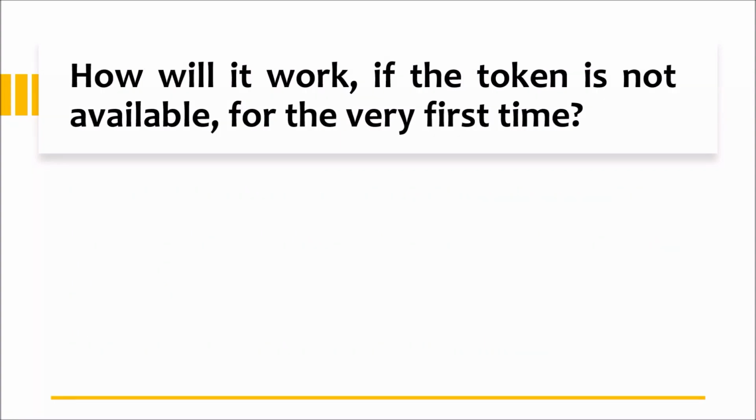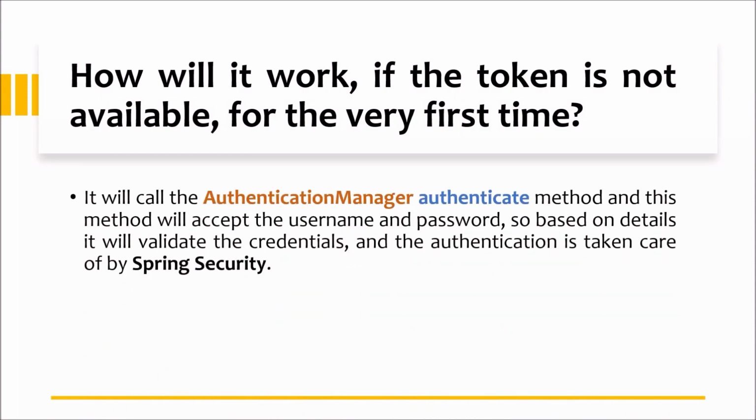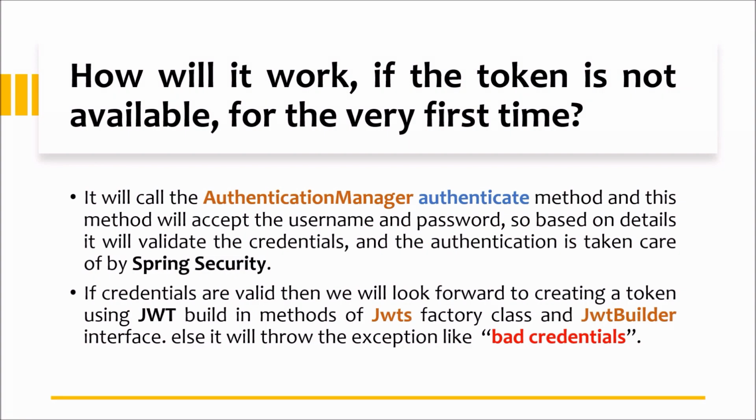How will it work if the token is not available for the very first time? It will call the authentication manager authenticate method, and this method will accept the username and password. So based on the details, it will validate the credentials, and the authentication part is taken care of by Spring Security. If credentials are valid, then it will create a token using JWT built-in methods of JWTs factory class and JWT builder interface. Else, it will throw an exception like bad credentials.